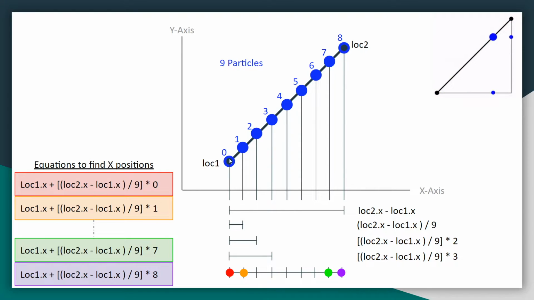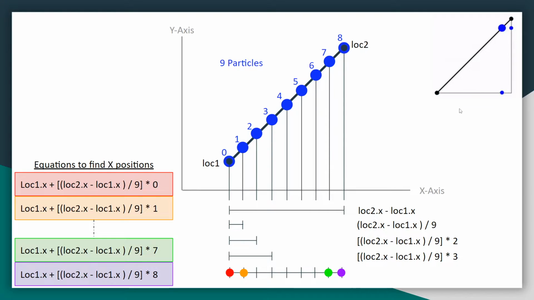So here we have this black line, which is the line the particle is going to be moving along. And then we have location 1, which is going to be the initial location the particle starts at. And we have location 2, which is going to be the destination location that the particle is going to end up at. And then we also have all these blue dots, which are going to be all the individual particles that we spawn along the line to create our particle effect, along with their indexes, which is the order that the particles are going to be spawning.